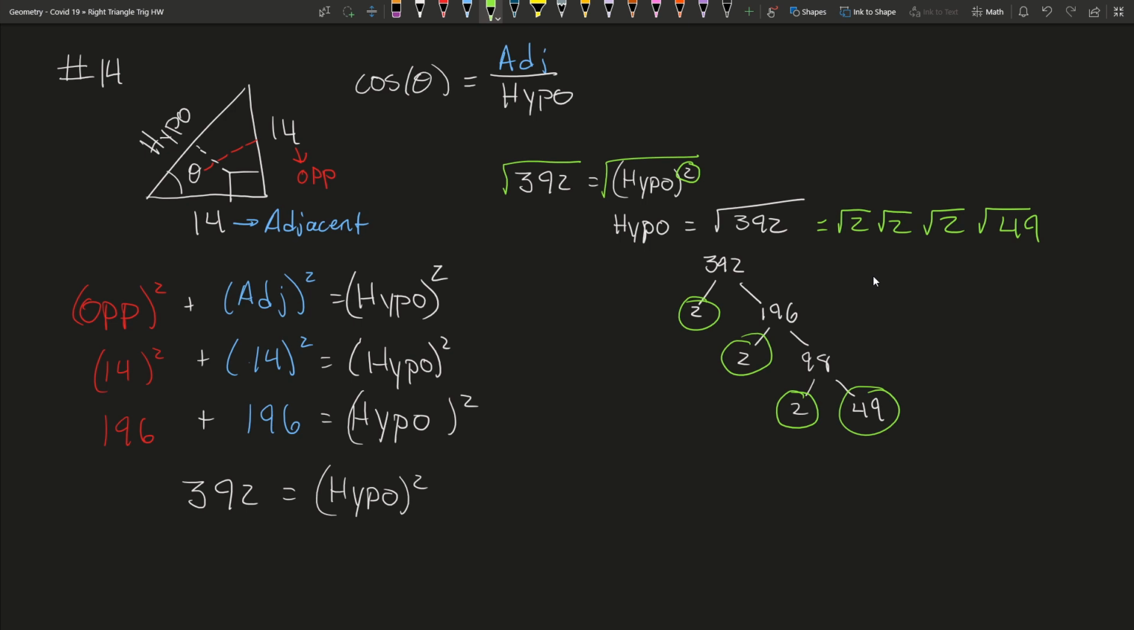And then we can simplify a little bit. Every time something repeats itself, that just turns into what's inside. So the square root of 2 times the square root of 2 is just 2. The square root of 49, that's 7. And then the square root of 2 just comes down. We multiply all those together, so we multiply common terms, which is 2 times 7. That's 14, and then rad 2. So our hypotenuse is 14 rad 2.